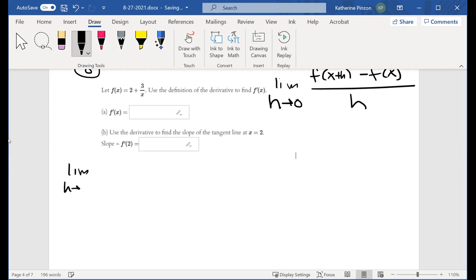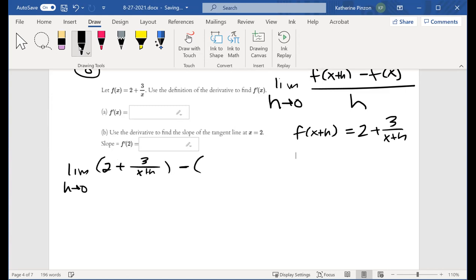Limit as h goes to 0. f of x plus h is going to be 2 plus 3 over x plus h. I just plug x plus h in there. So 2 plus 3 over x plus h minus f of x, which is just that function there, 2 plus 3 over x, divided by h.